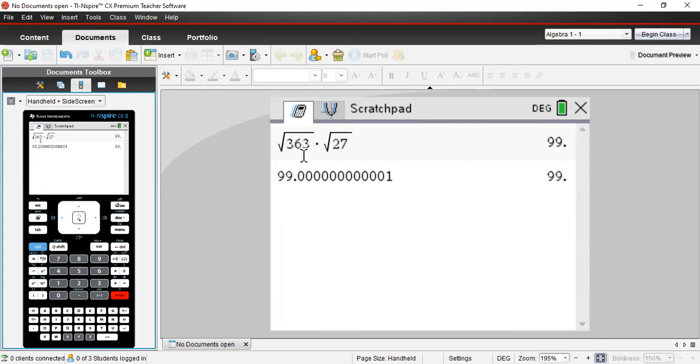So the square root of 363 times the square root of 27 is 99. That's what we got. That's how you would answer it. This would be 2 points. Irrational plus an irrational gives us another irrational, and an irrational times an irrational, in this case, gives us a rational number of 99. Boom, we're done.